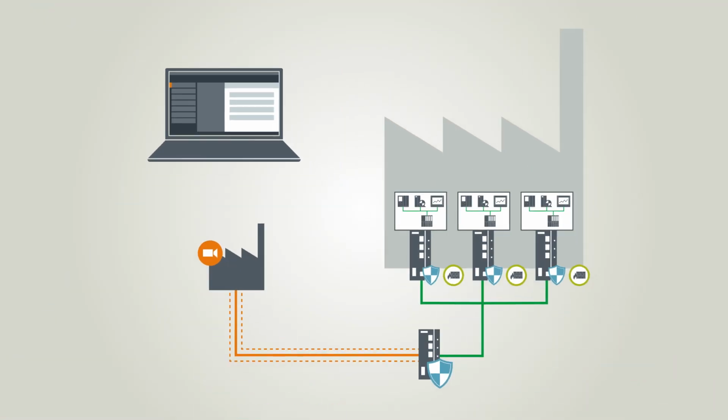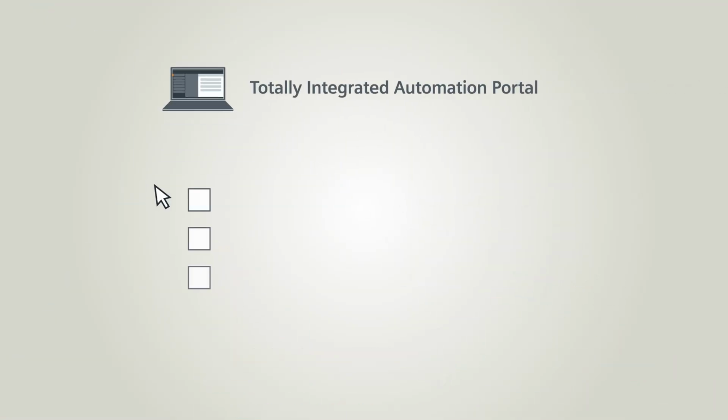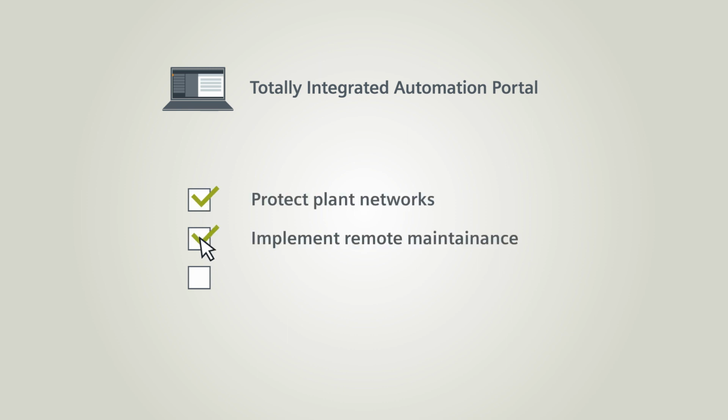The TIA portal allows you to protect plant networks safely, implement remote maintenance solutions, and strengthen the robustness of the systems against faulty data telegrams and larger undesirable data flows, thus safeguarding your network security.